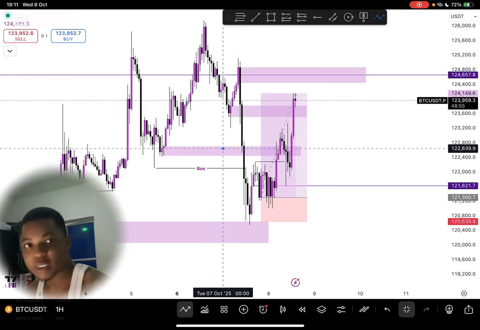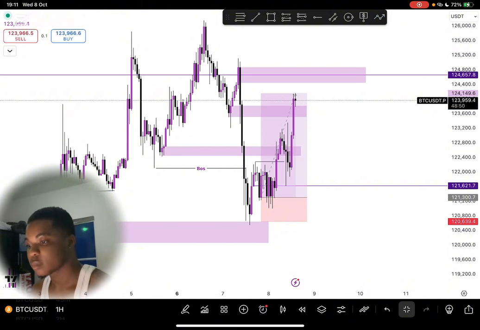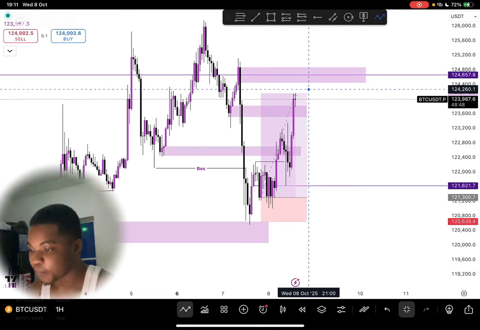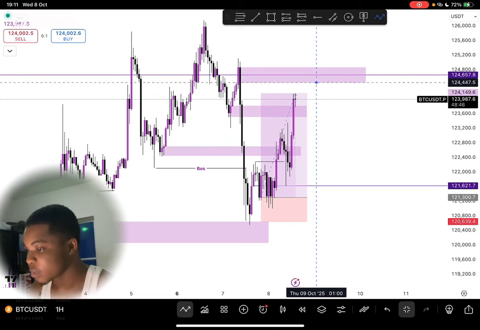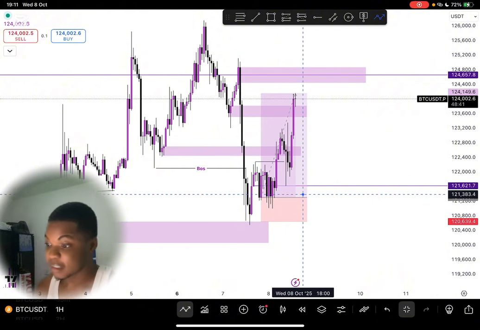So I'm still waiting for this entry, this one here. I know how we do it. Once it gets here, it gives us a reason to sell. You're going to be selling, clearing these liquidities down here. So that is it. You understand?